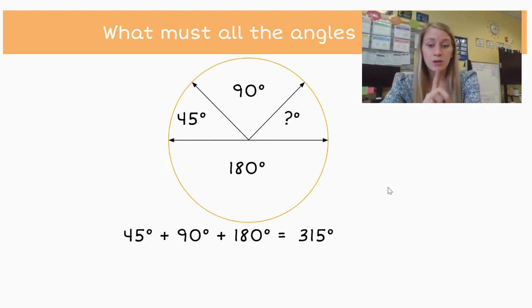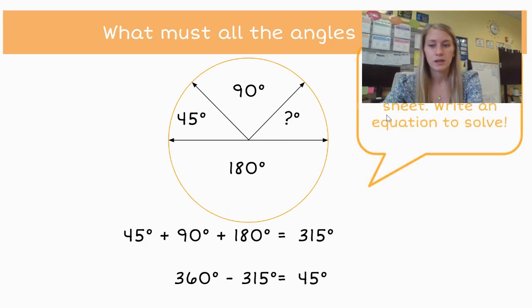Now here comes the other part. You have to know the total of the circle. How many degrees is the circle? If you said 360, give yourself a pat on the back. 360 degrees minus what we do know, 315, will help us find this missing angle, which will be 45 degrees. If you're doing this part, try the next problem on your sheet, write an equation to solve.